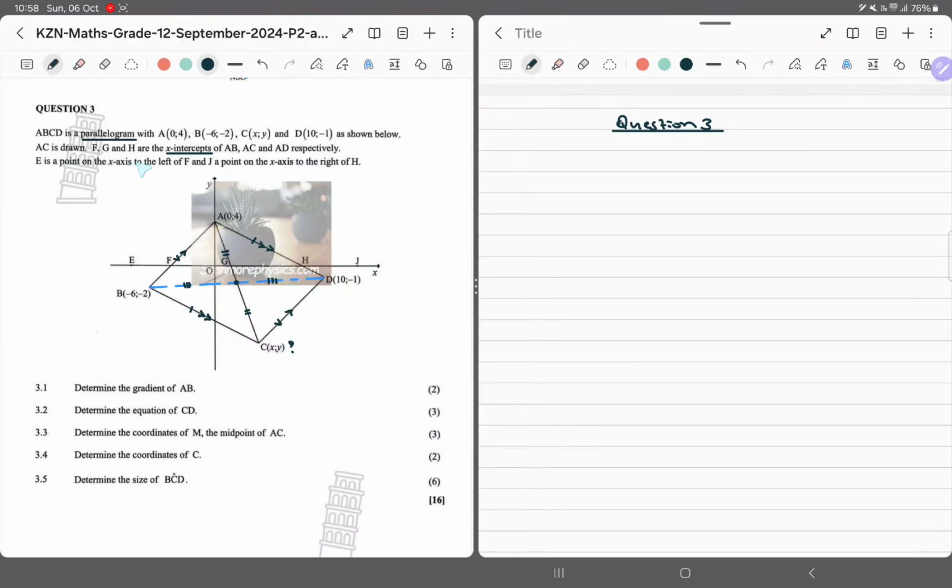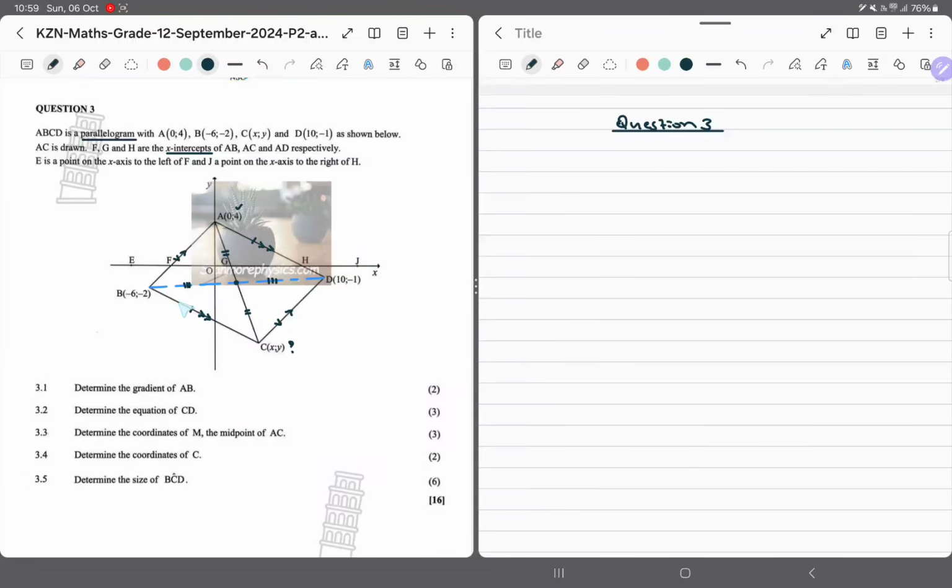Now E is the point on the x-axis to the left of F, there it is, and J is a point on the x-axis to the right of H. That's also okay. Right, so now that we have this, what can we do with this diagram? Obviously, we've got 2 points on AB. We can find the gradient. We can also find the equation. The equation will give us the x-intercept at F, the y-intercept at A. It's already 4, so there's not even a need to look for it. And from the gradient, we can work out the angle of inclination.